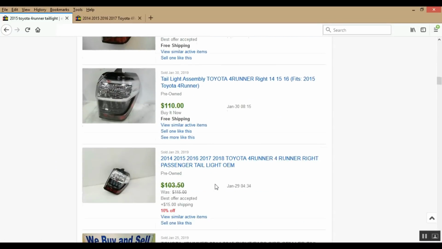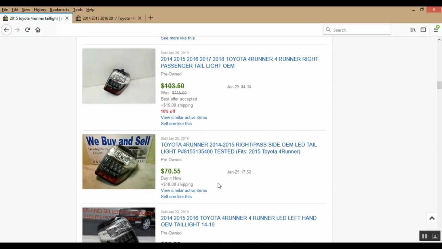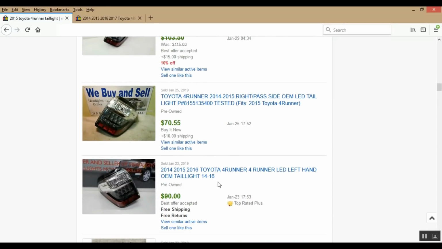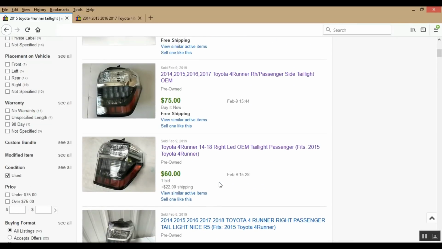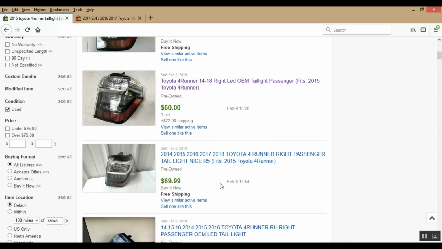But most of these, it looks like, here's some close to 100, but most of them are going under 100. So I think that's where we're going to fall. Also, it looks like a lot of them are just doing free shipping. So that's something to decide too. Do I want to go ahead and just pay the shipping and price it out? I mean, I want to get more than that plus shipping.